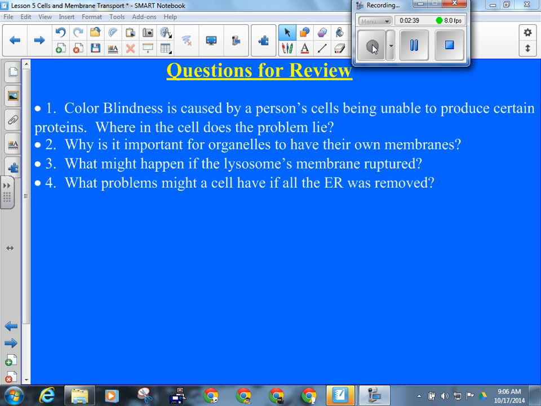Okay, so for question number 1, we've got color blindness being caused by a person's cells being unable to produce certain proteins. So where does the problem lie? Where is there a malfunction? In the DNA. A lot of people at this point will say it's in the ribosomes. But if the problem was with the ribosomes, the cell wouldn't produce any proteins. The problem here is that part of the person's DNA is coding for the wrong thing.